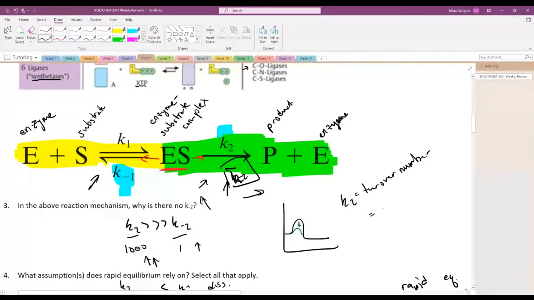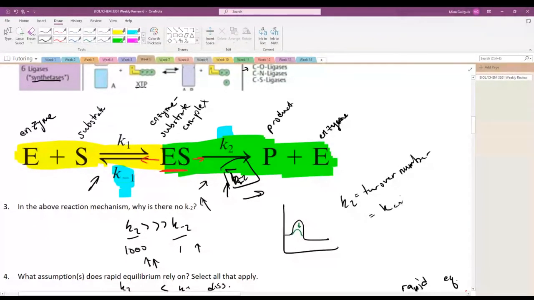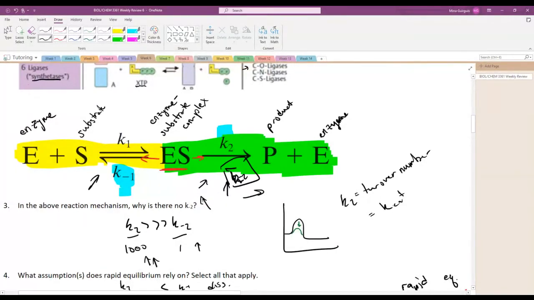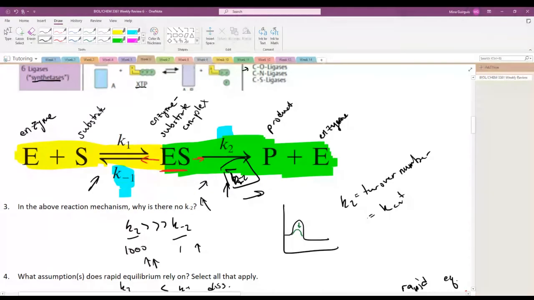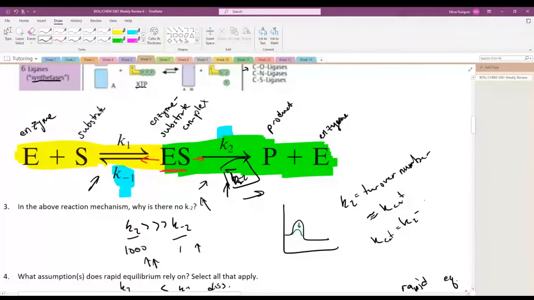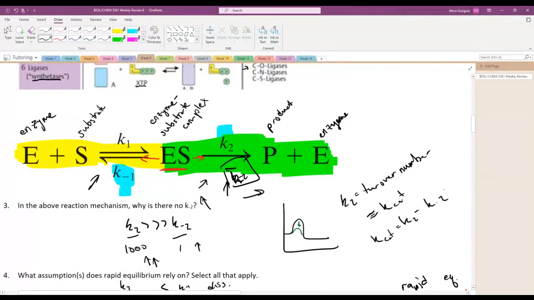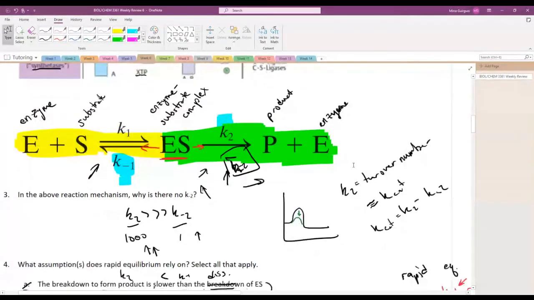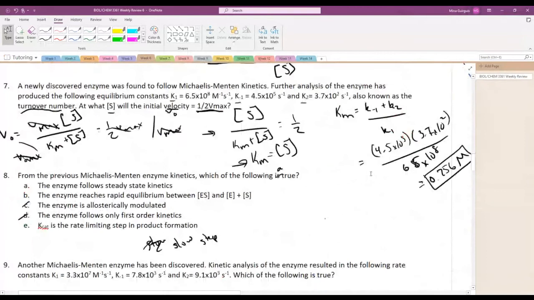It's also equal to Kcat, which is the catalytic efficiency, the catalytic number, whatever you want to call it. The correct answer is it's about equal to, because technically Kcat would be equal to K2 minus K-2. But as mentioned, we're just ignoring K-2 since it's so small. Okay, I apologize. I should have mentioned that earlier. I got a little bit distracted.